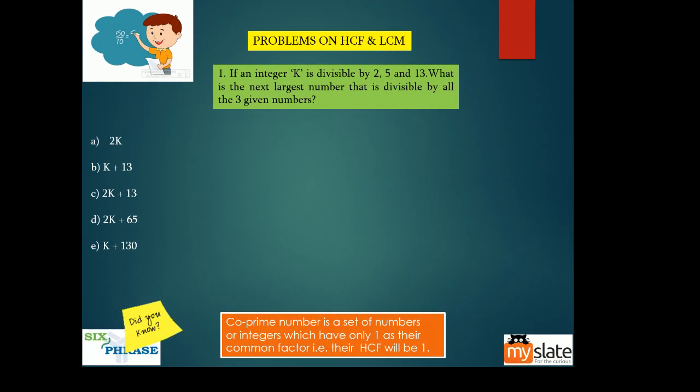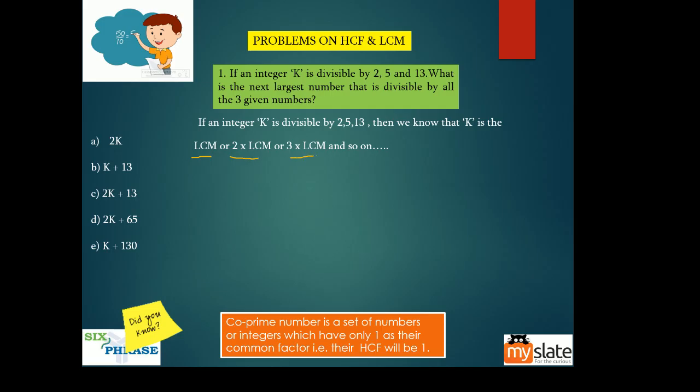Now, to solve this problem, they've given k is divisible by 2, 5 and 13. So, if an integer k is divisible by 2, 5, 13, then we know that k is LCM. It could be LCM or 2 into LCM or 3 into LCM and so on, right? In that example in the previous slide, 100 was divisible by 20 and 25. So the next number that was divisible by 20 and 25 was 2 into 100, 200. The next number that was divisible by 20 and 25 was 3 into 100.